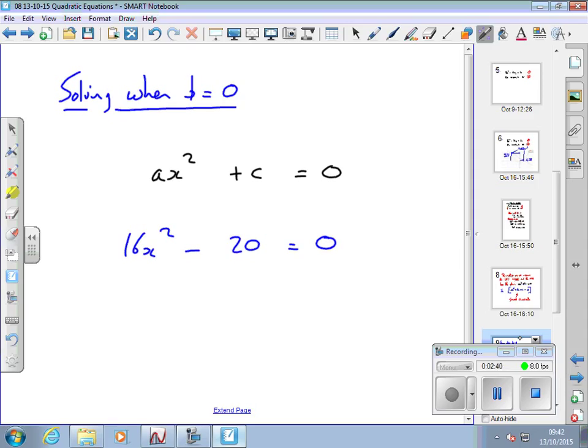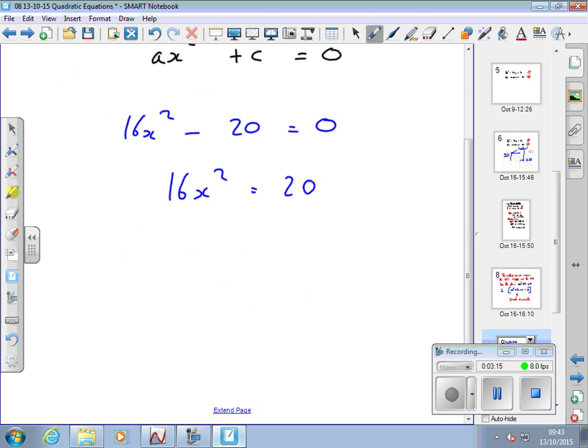You've just got a general quadratic that looks like that: ax squared plus c equals 0. So, for example, 16x squared minus 20 equals 0. But I could pick any number. So what do I do? Well, I treat it like any equation. Add 20 to both sides. In this scenario, the right-hand side equals 0, but to solve it, add 20 to both sides, equals 20. Divide by 16, x squared equals 20 over 16.